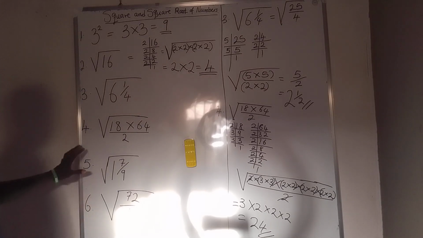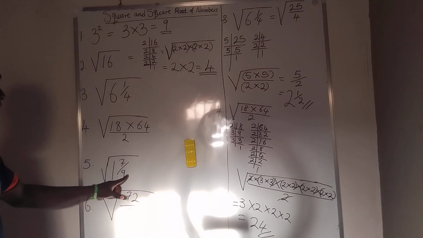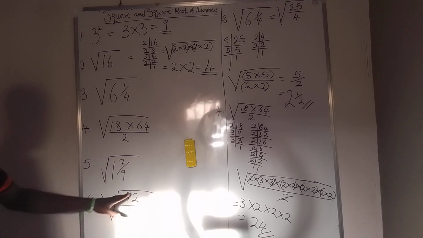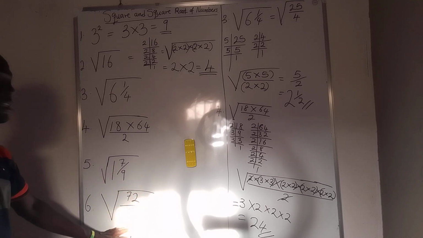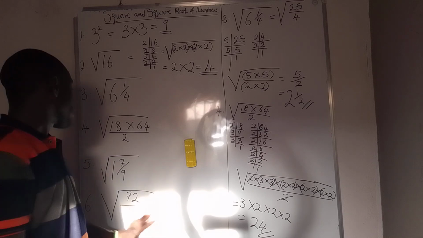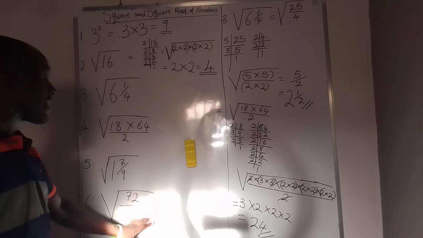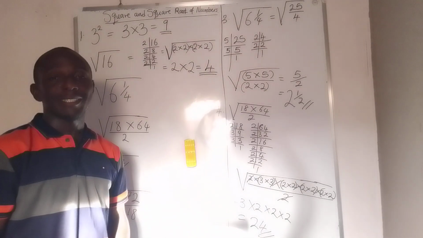Now, looking at number 5, the square root of 1 whole number 7 over 9. And number 6 is the square root of 72 over 18. I would like my wonderful viewers to try number 5 and number 6 and send in your answers in the comment section.